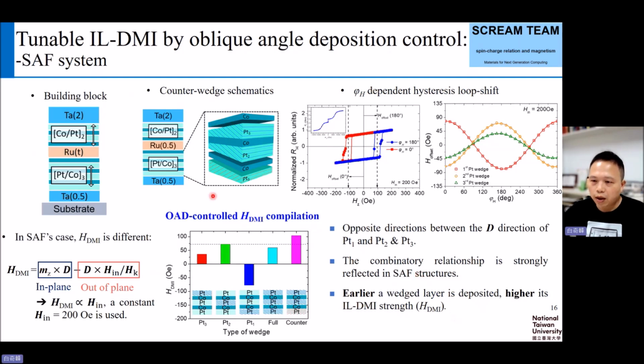And we can observe the same thing in the SAF structure. I won't go into details, but right now we have three layers of platinum, which means that we have even more degrees of freedom to play with the magnitude and the sign of the DMI. And indeed, the sum rules still apply in this SAF structure. And again, we can observe these effective fields coming from the SAF structure.